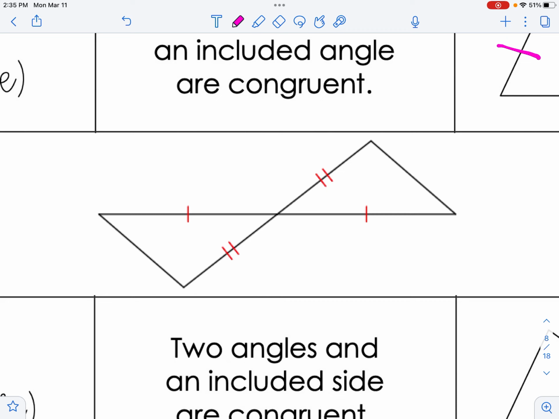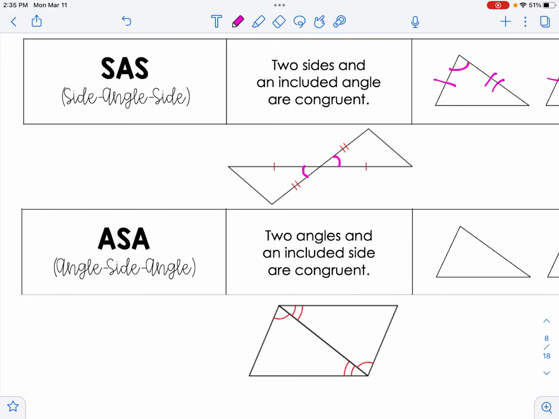Why? You don't see an angle, do you? Nope, but these two are congruent because they are vertical angles. They're across from each other. Across, right? Vertical angles are always congruent. So then I can say side, and then angle, and then side. It goes in that order. It needs to stay in that side, angle, side. So those two triangles will be congruent by side, angle, side.